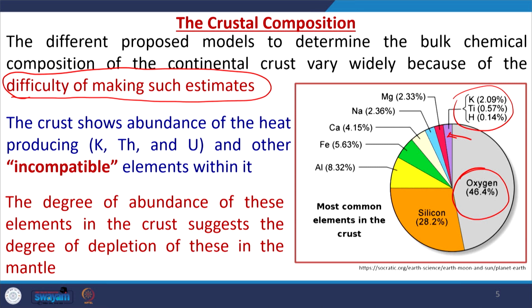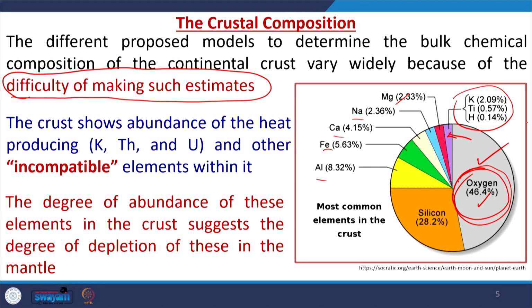But the most convincing model says the earth's composition is mostly oxygen, then we have magnesium, sodium, calcium, Fe, Al, like this. So, these are the most common elements. That does not mean the earth is composed of this much only. There are certain trace elements also, but these are the most common elements. It says oxygen is the forerunner of it.